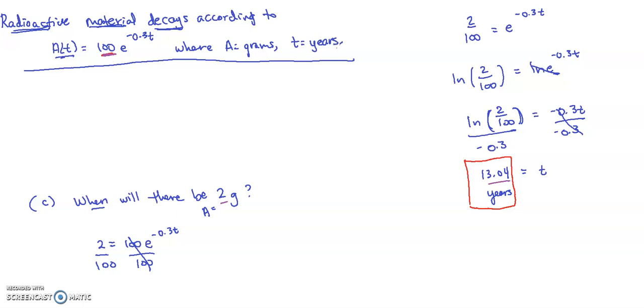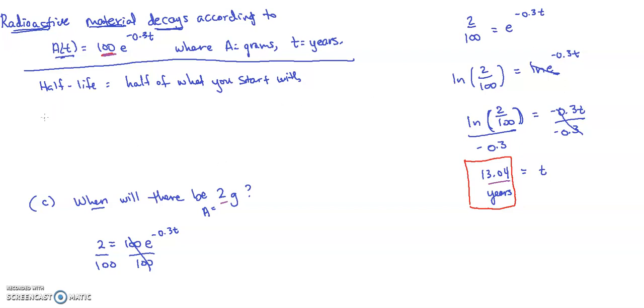Some things that are created in labs might have a half-life of just a few seconds. So a half-life is a way that we can compare different types of radioactive material. So it's half of what you started with. And it doesn't matter how much you start with. So the half-life is the same whether you start with 100 grams or 1,000 kilograms. The half-life is going to be the same. It's half of what you started with.